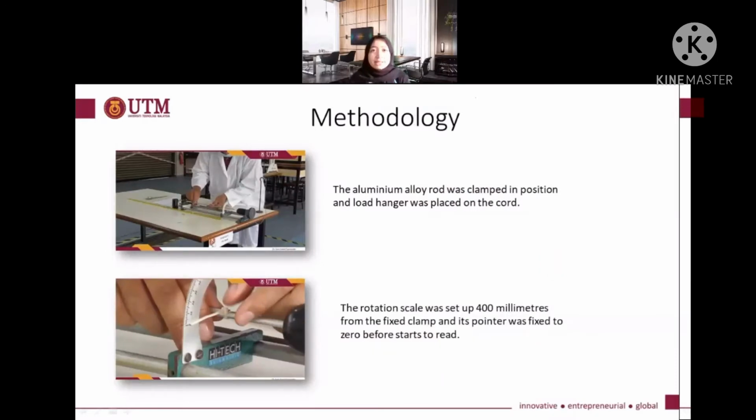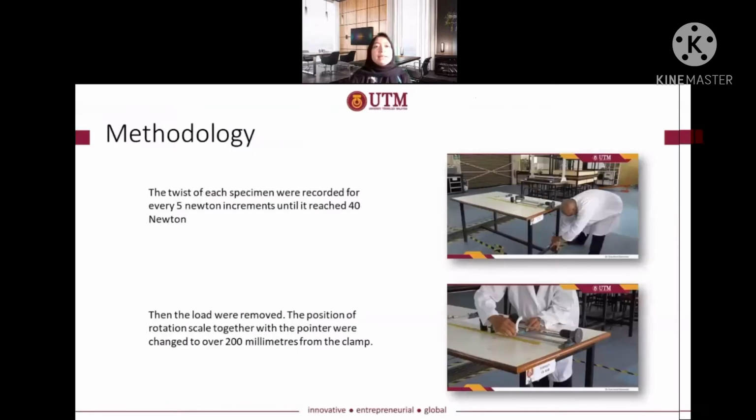Firstly, the aluminum alloy rod was clamped in position and the load hanger was placed on a cord. The rotation scale was set up 400mm from the clamp, and its pointer was fixed to 0 before we start testing. We need to make sure that our pointer is at 0 before we start our experiment. The twist of each experiment was recorded for every 5 Newton increment until it reached 40 Newton. Then the load was removed.